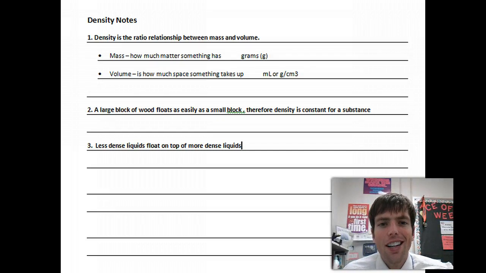Alright, now that you're starting to understand density, let's take a look at a density lab that's going to take these concepts and help you apply them to objects in everyday life.